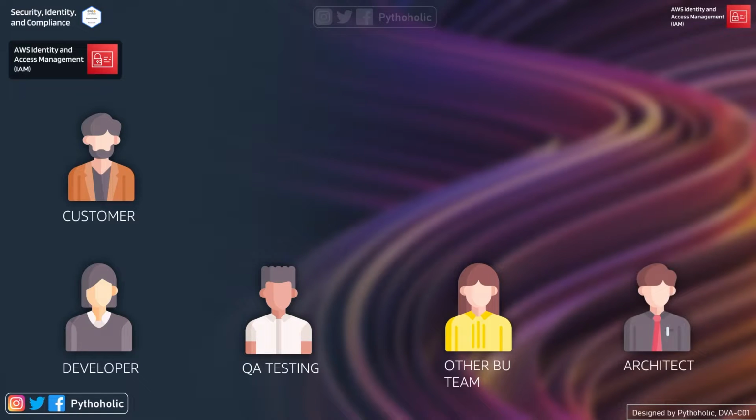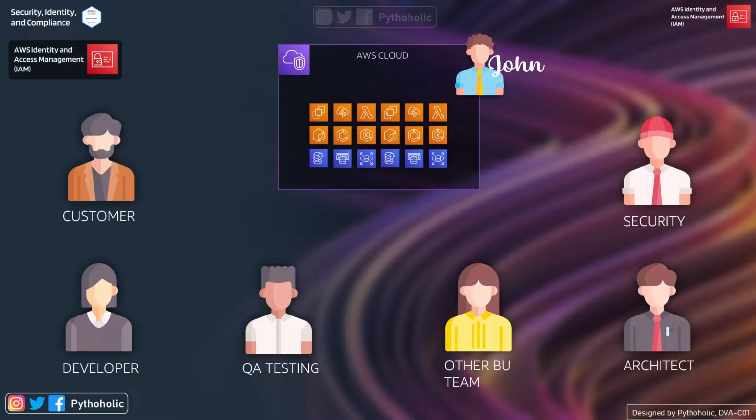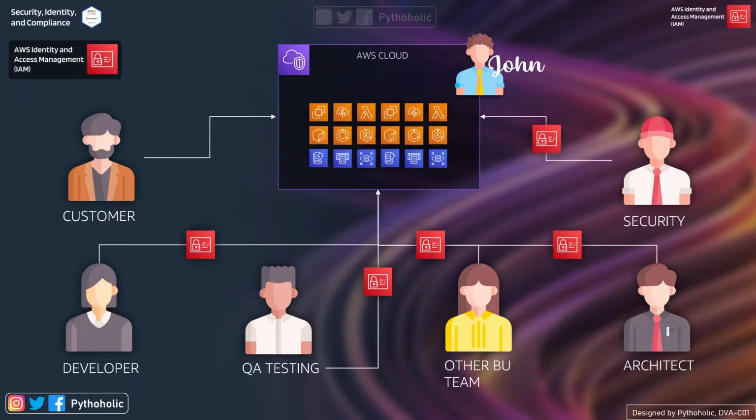You could also be an architect who needs more access privileges than a normal user. Or as well, you could be from the security team who has to keep track of all the AWS accounts. And John here wants all of these users, user groups and accounts to be able to access the services in some way based on the use case. And how will he be able to do that? Yes, by using AWS Identity and Access Management.